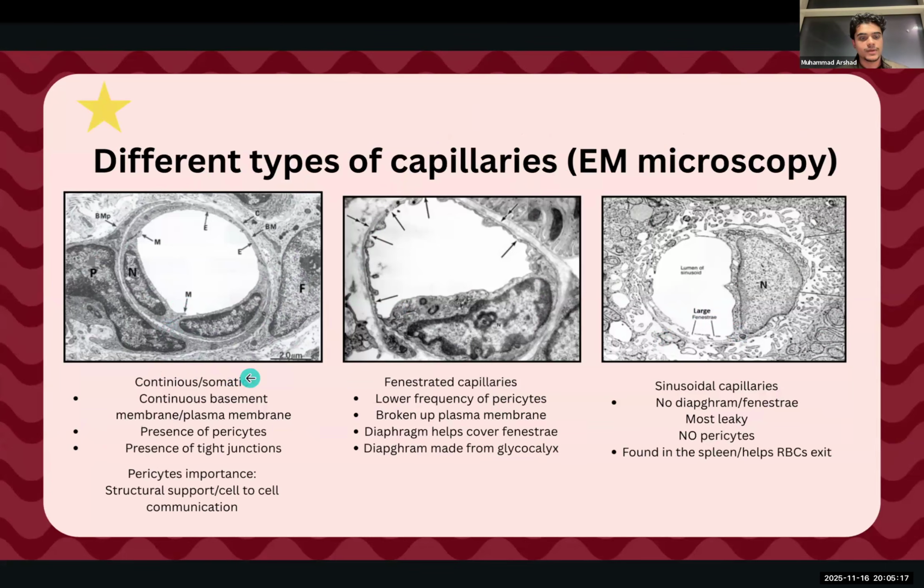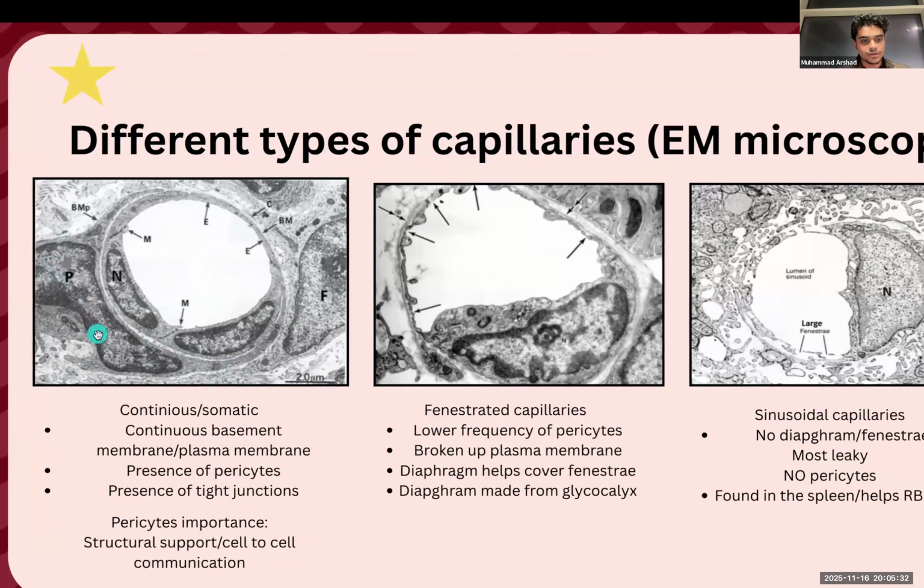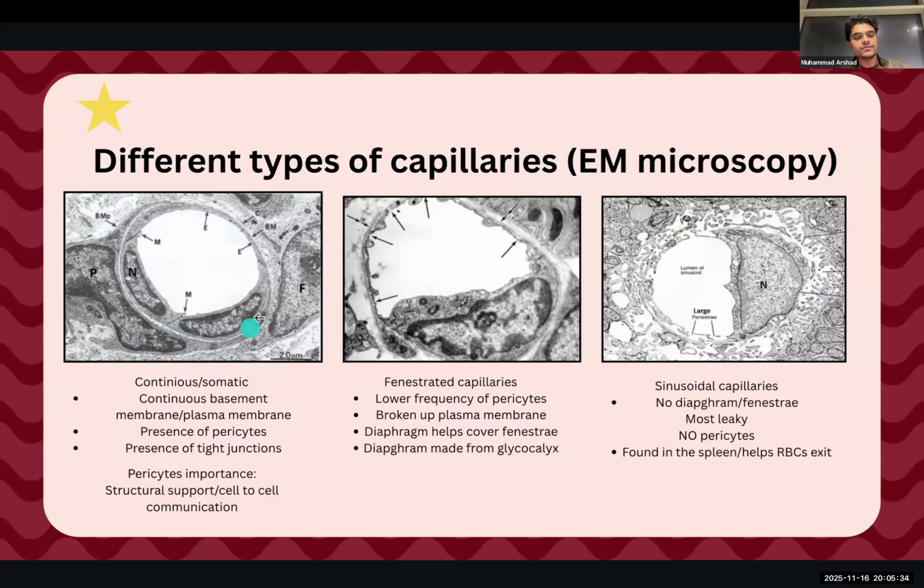For continuous/somatic, it's kind of in the name, you have a continuous basement membrane and plasma membrane, okay? So there's no leaking at all, right? You have the presence of tight junctions, which help occlude any potential leaks. And you also have the presence of something called pericytes, okay? This is very important. You should know that the pericyte is this one. Their importance is that they help with structural support and cell-to-cell communication. And this F over here is just referring to a fibroblast, I believe.